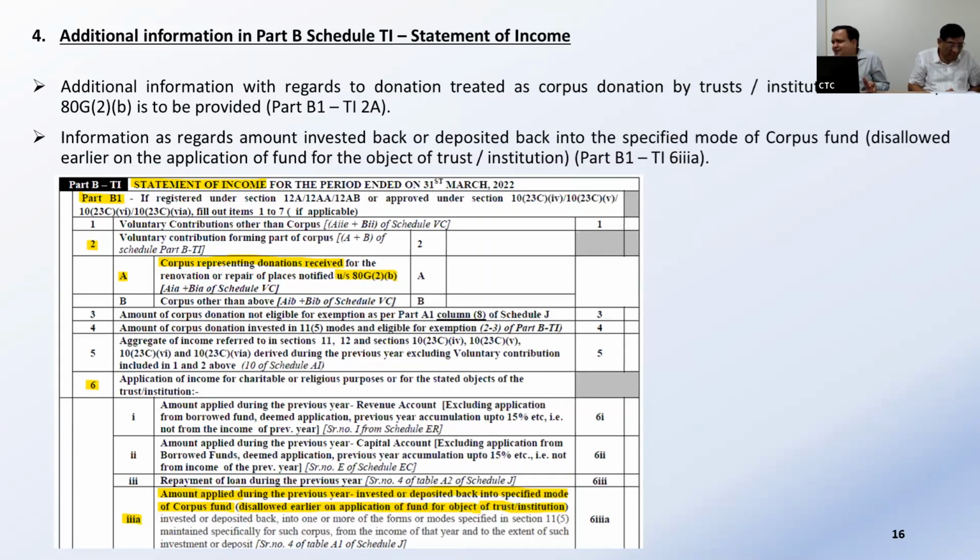In all the changes in the table, this ATG2B is figuring out everywhere. Information as regards amount invested back or deposited back in the specified mode of corpus. This amount earlier it is allowed. Then whenever you are recompensating or compensating the corpus fund, at that time it will be allowed. So those details are asked for over here.